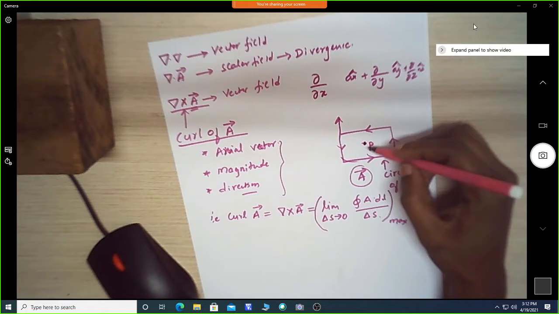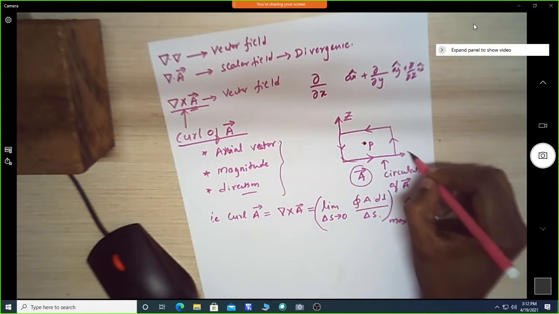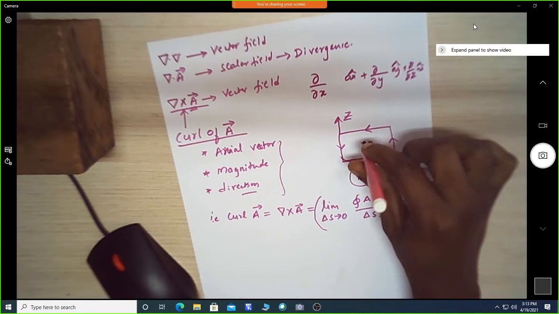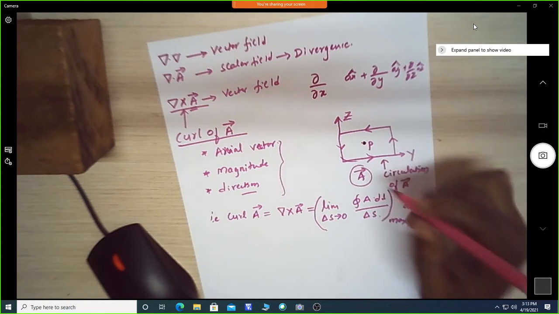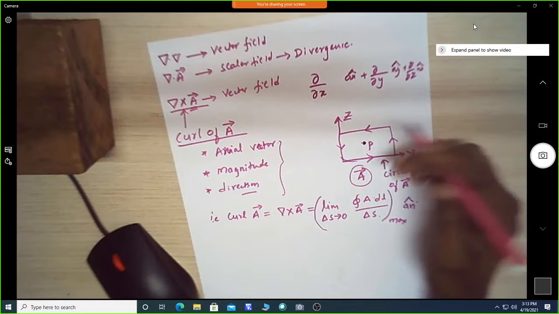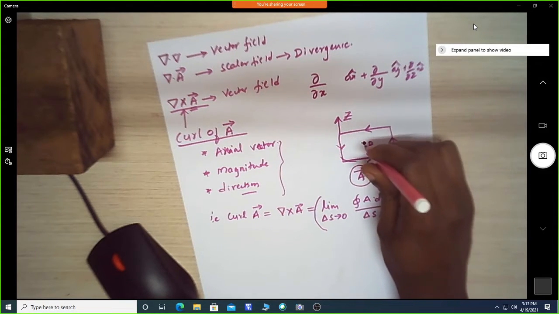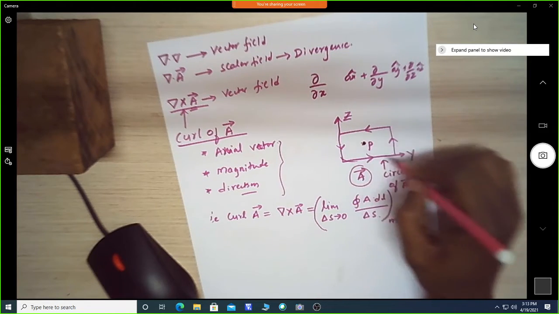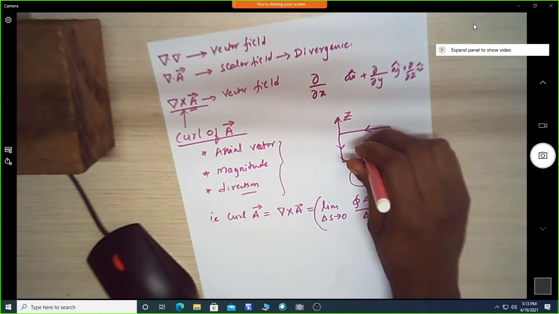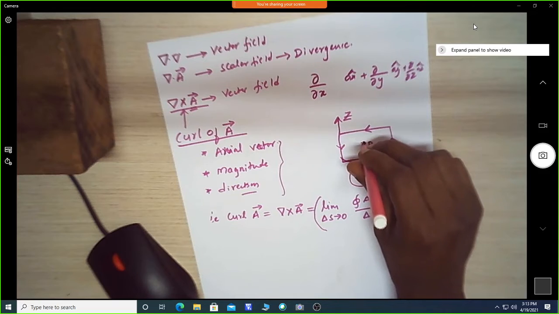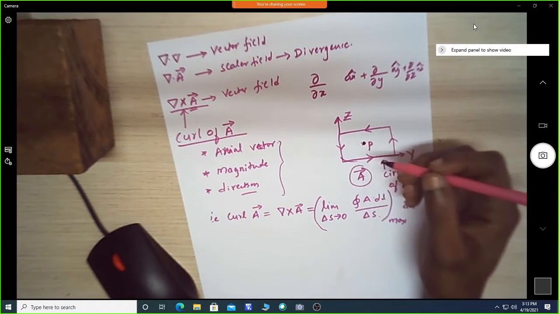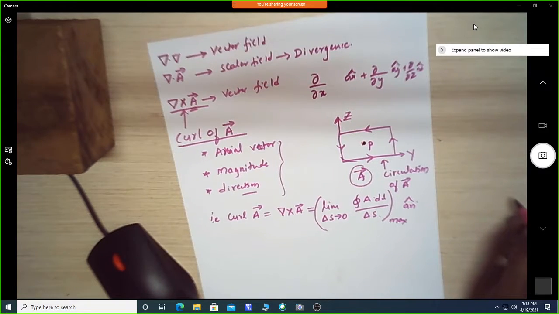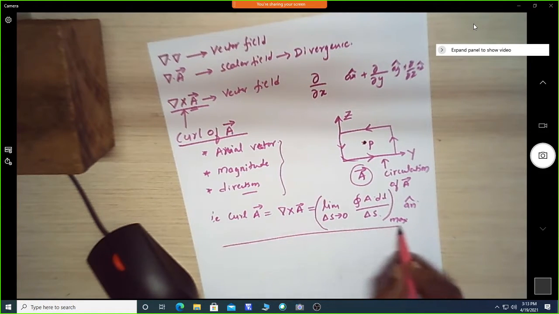This AN is nothing but, if I consider a YZ plane, then the unit normal vector will always be in the X direction, normal to the plane we are considering. So for the YZ plane, the normal is in the AX direction. Similarly, for the XY plane, the normal is in the AZ direction. So this is the definition of curl A.